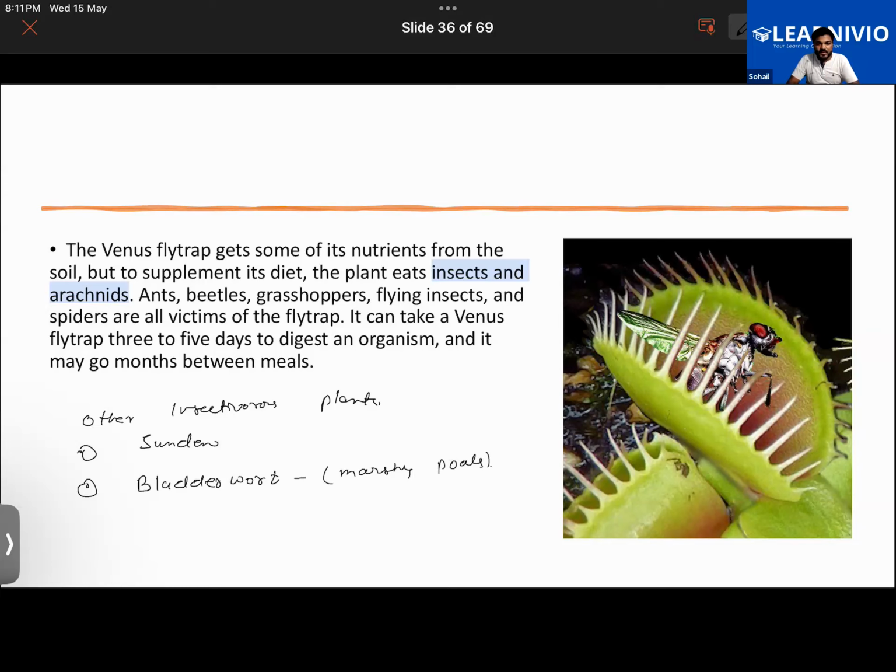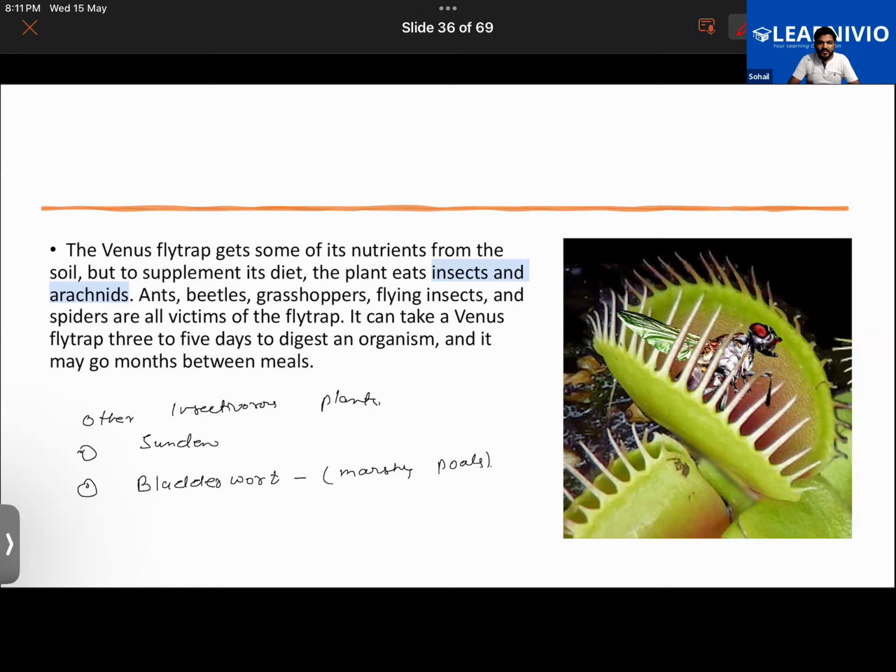Any questions? No, sir. Okay, so I'm asking a question. Insectivorous plants are green. Even then they consume insects. Why is it so? Yes, Aman. Sir, insectivorous plants are green and they can perform photosynthesis, but they consume insects to absorb nutrients from them. Not nutrients, to absorb nitrogen. Correct. Very good.